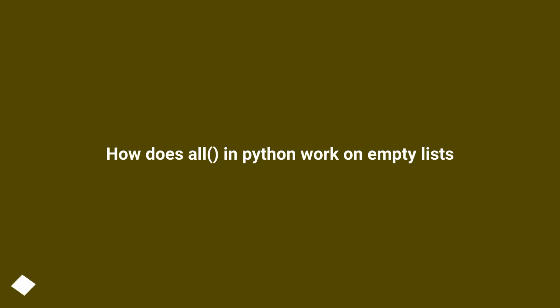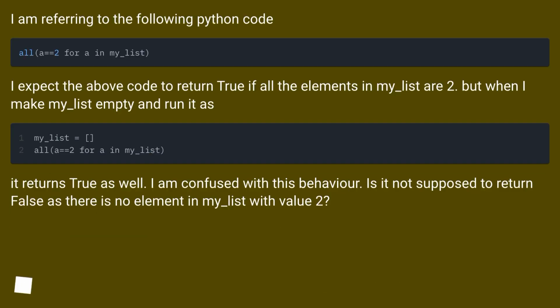How does all in Python work on empty lists? I am referring to the following Python code. I expect the above code to return true if all the elements in my_list are 2.